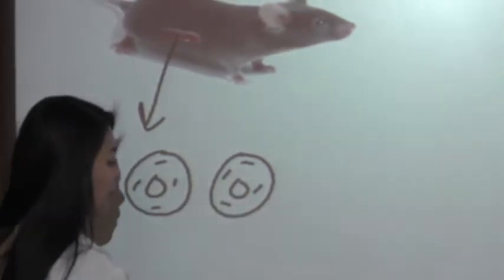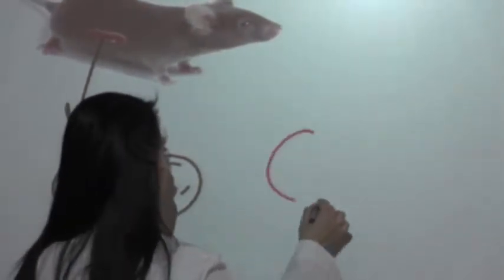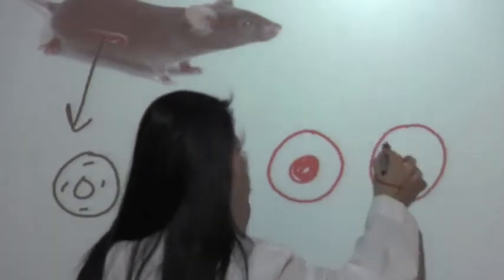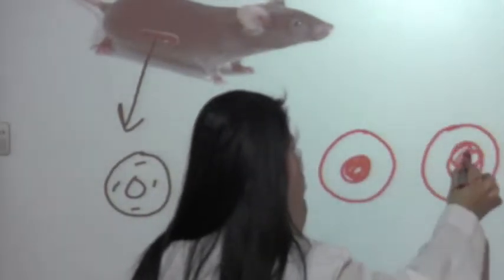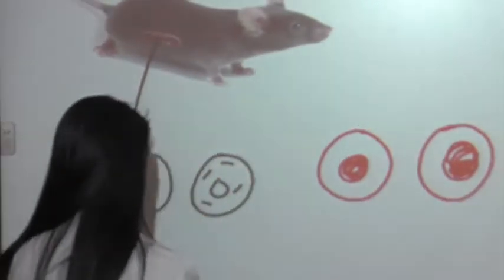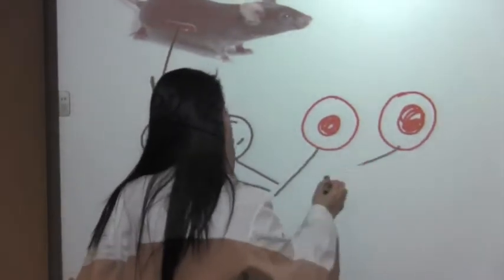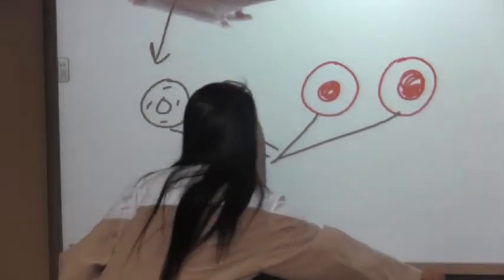then fused with myeloma cells. Myeloma cells are a type of cancer cell that grows continuously. They will then fuse together to form hybridomas.